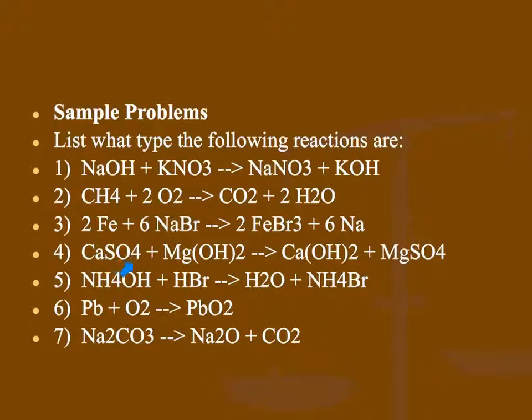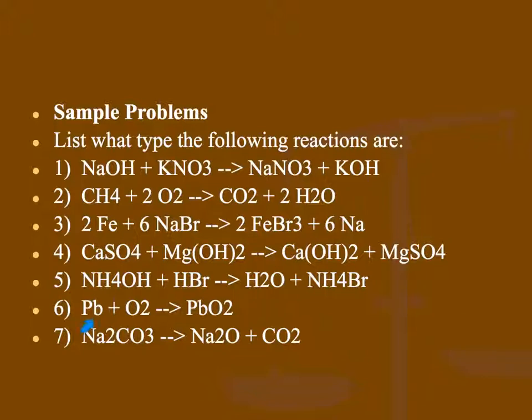Number 4, we have a large chemical compound plus a large chemical compound, and it gives two new chemical compounds. And when we examine our products, we see that our calcium and our magnesium have traded places. Therefore, we have a double replacement reaction. Number 5, you'll notice that we have a compound beginning with H, so we have an acid. Here we have OH, so we have a base. We are making water, and we have a salt forming.